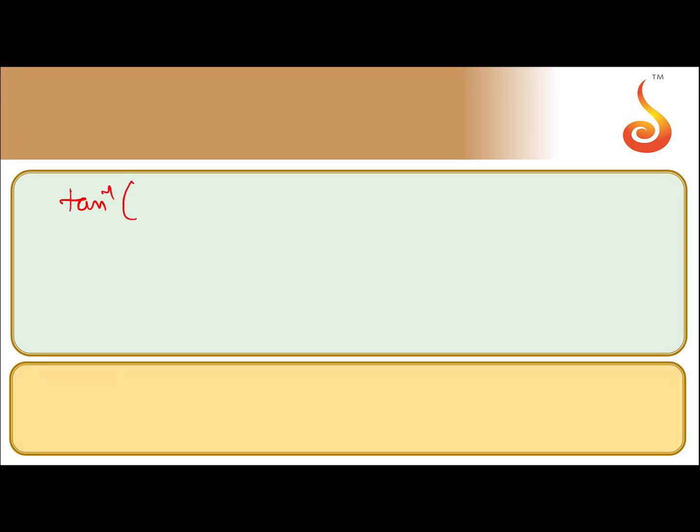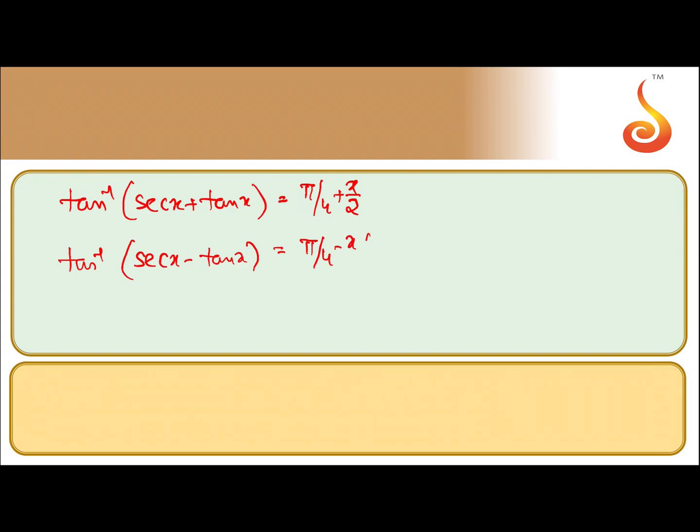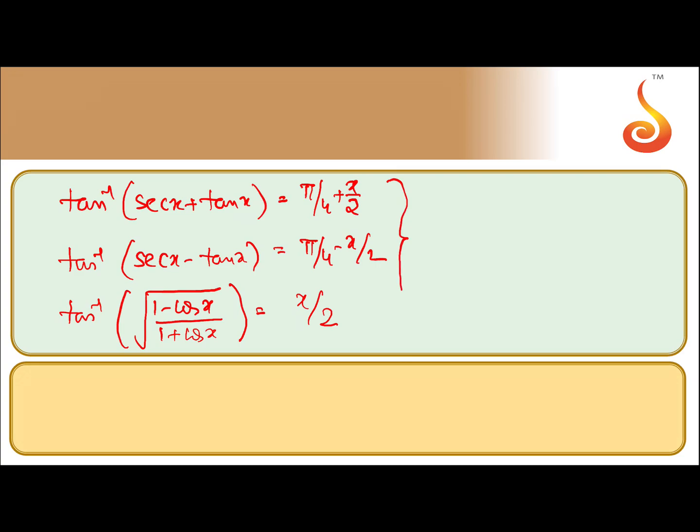Tan inverse secant x plus tan x will give you pi by 4 plus x by 2. Remember, as a result for competitive, tan inverse secant x minus tan x will give you pi by 4 minus x by 2. Tan inverse under root of 1 minus cos x by 1 plus cos x will give you x by 2. These are very, very important results.